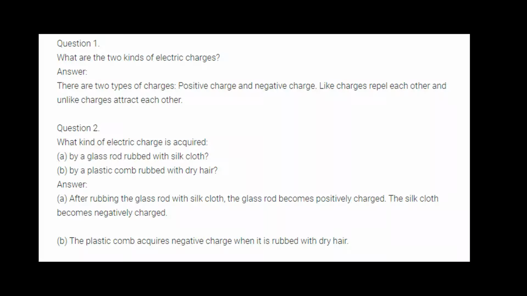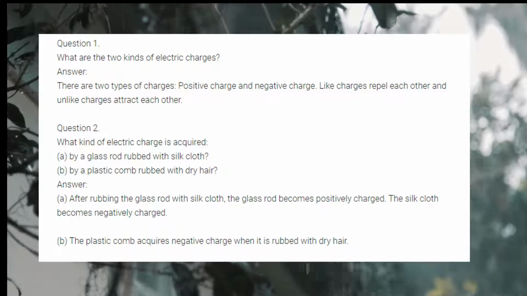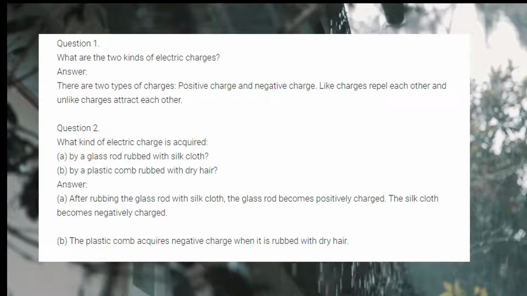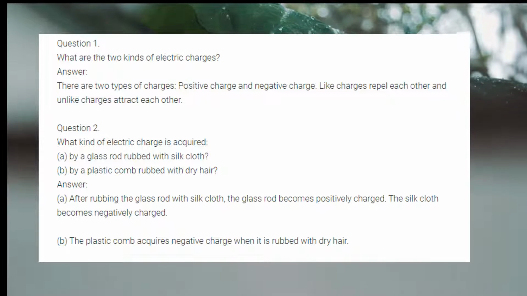Let's begin. Question 1. What are the two kinds of electric charges? Answer. There are two types of charges, positive charge and negative charge. Like charges repel each other and unlike charges attract each other.